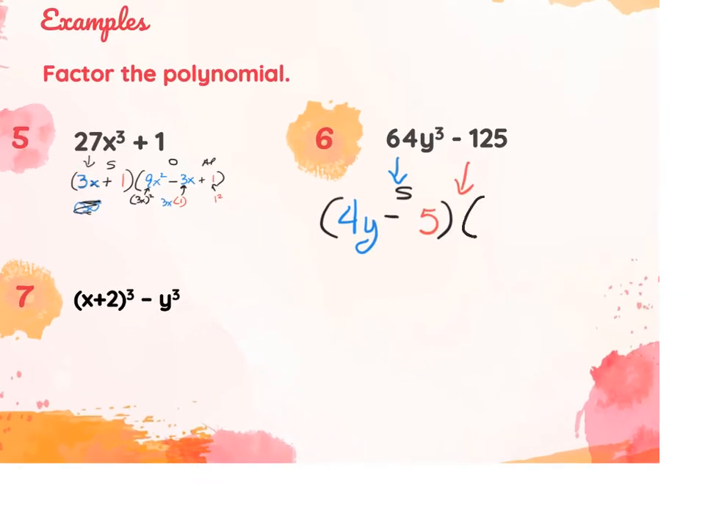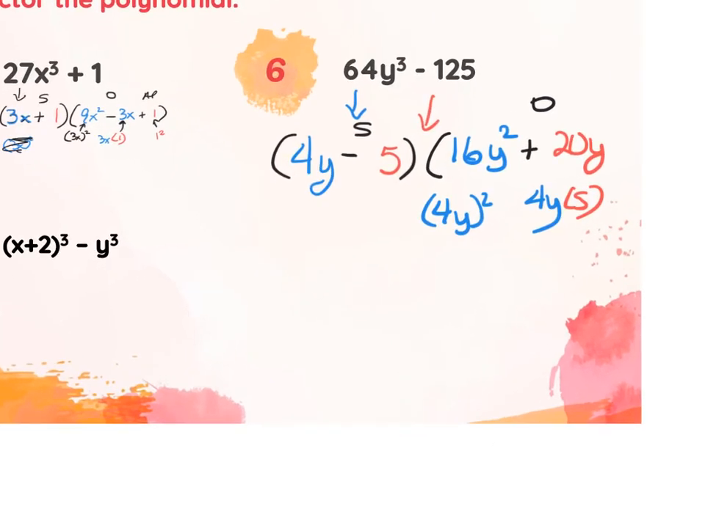Over here, this one is going to be created by squaring the 4y, so it becomes 16y squared. Opposite sign, multiply 4y and 5, and that's how I get 20y. Last sign, always positive, AP. And then that's created by squaring the 5. So that gives me 25.